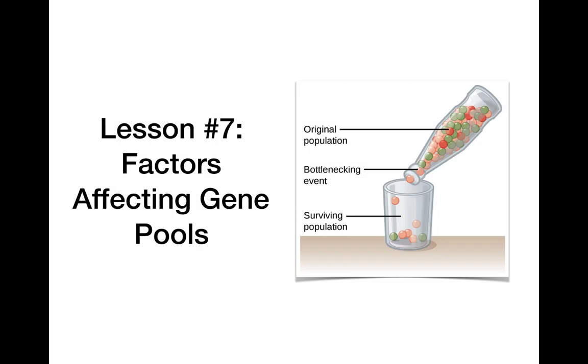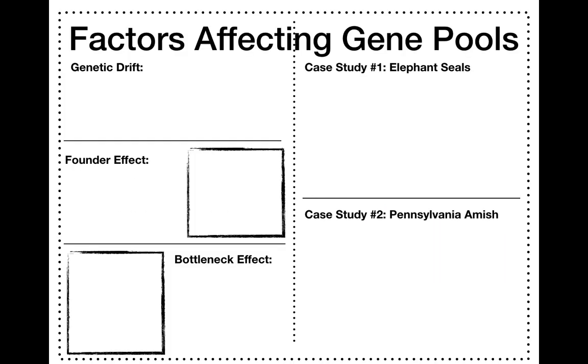Okay, hello grade 9. This is lesson number 7 of our unit on evolution, factors affecting gene pools. This lesson will not be on your quiz. So if you're in my class and you're a little behind because of my situation this week, then you can still do this lesson so you're not going to get behind for next week, but it will not be on your quiz. Okay? So here's your tell for today.